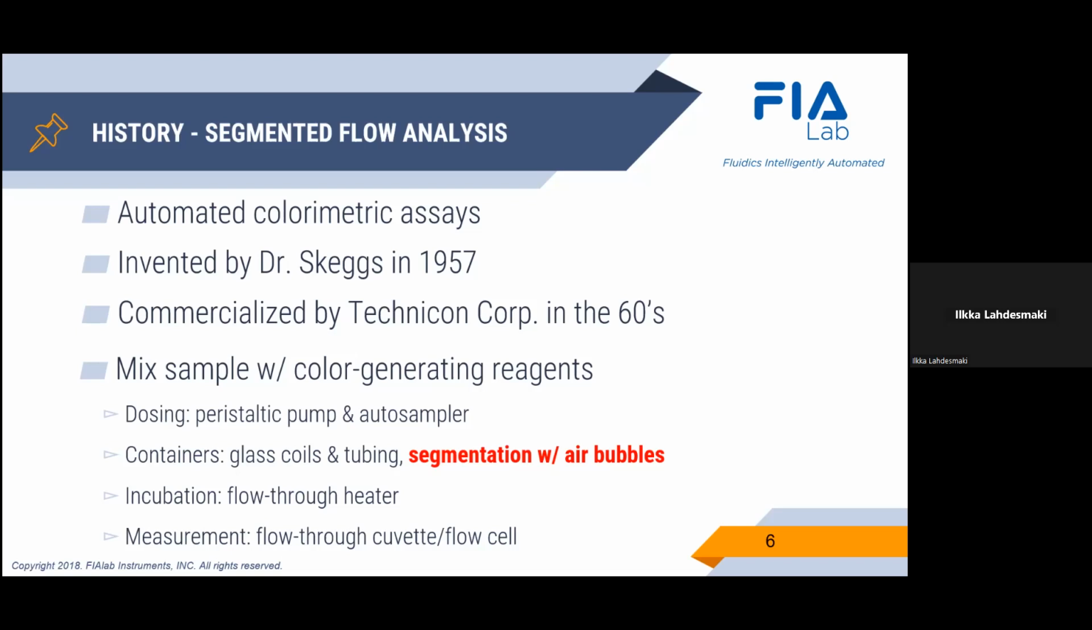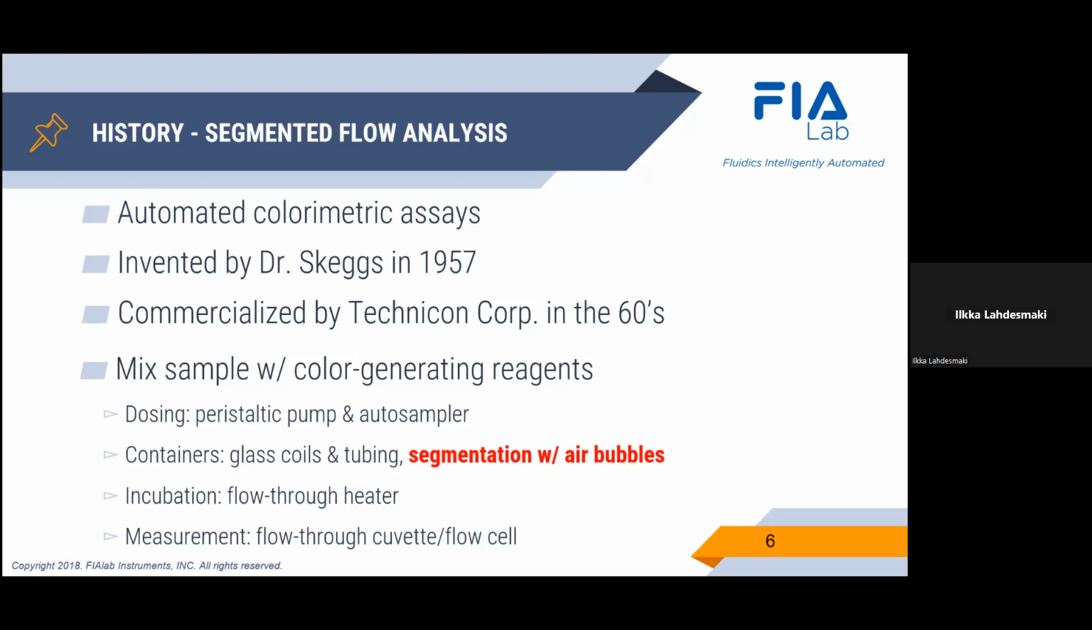Very importantly, besides mixing in liquid streams, the instrument also included a stream of air so that the flow got broken up by little segments of air bubbles or air pockets. Dr. Skeggs deemed this segmentation necessary so that the sample slug would not spread out uncontrolled inside the tubing, but the air pockets would act as barriers that keep the sample segment confined.